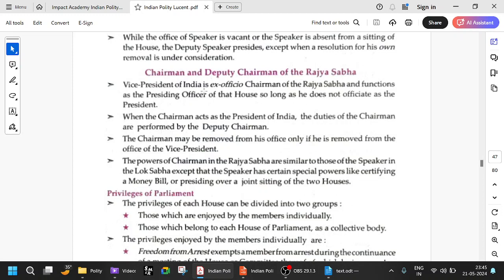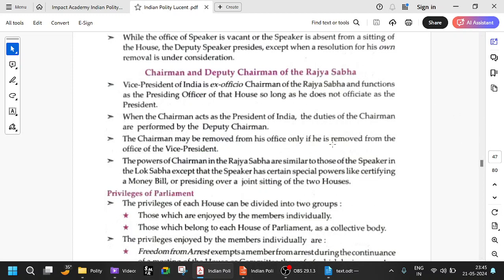but in other cases the vice president is the ex officio chairman of the Rajya Sabha. When the chairman acts as the president of India, the duties of the chairman are performed by the deputy chairman. The chairman may be removed from his office only if he is removed from the office of the vice president. So directly you cannot remove the chairman of the Rajya Sabha. Only he can be removed as the vice president.